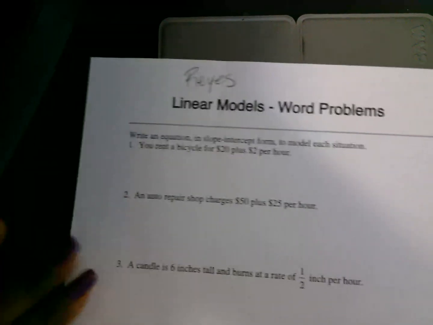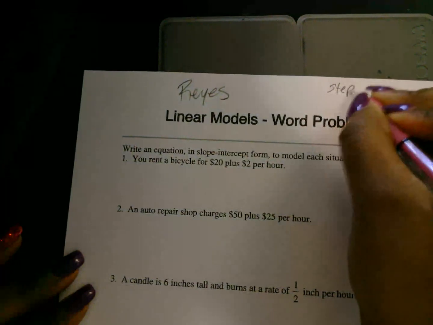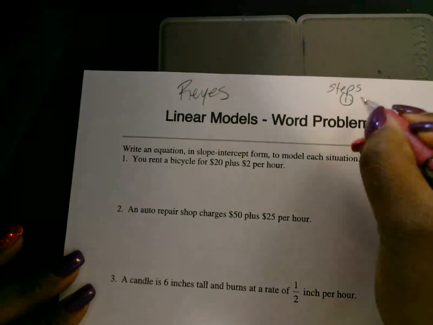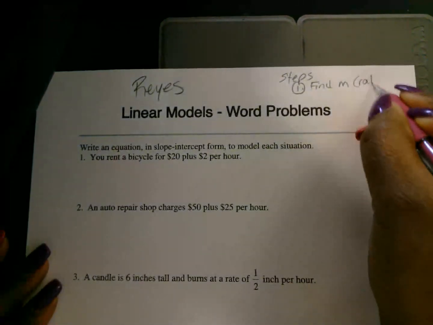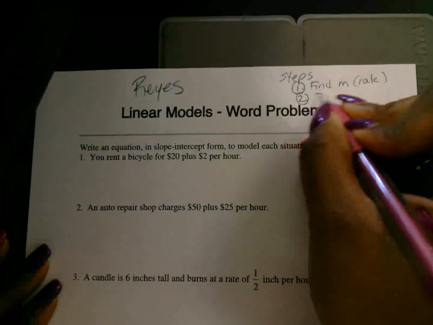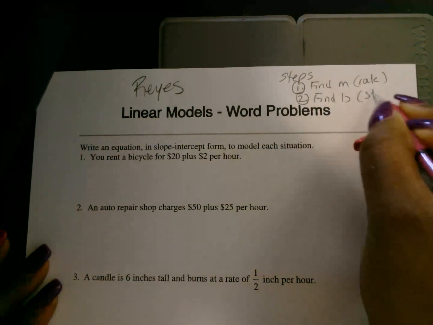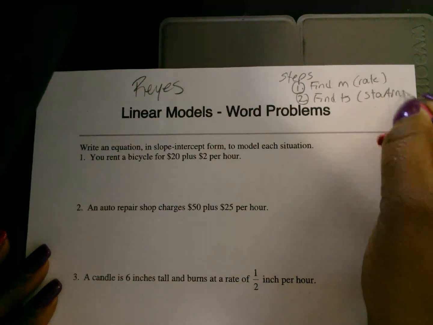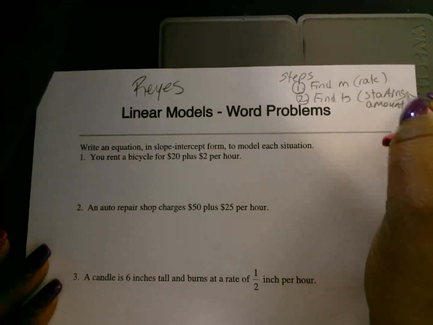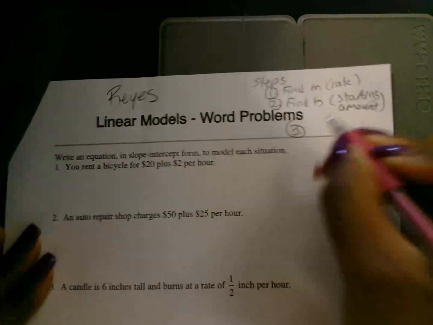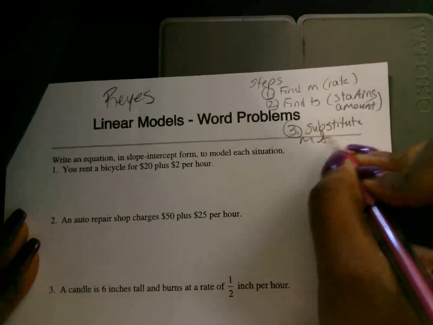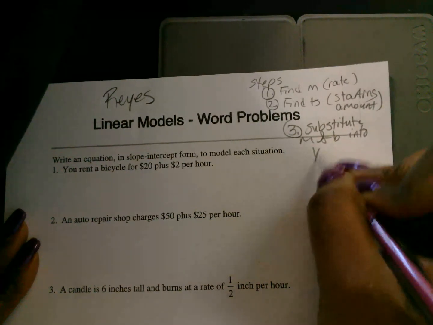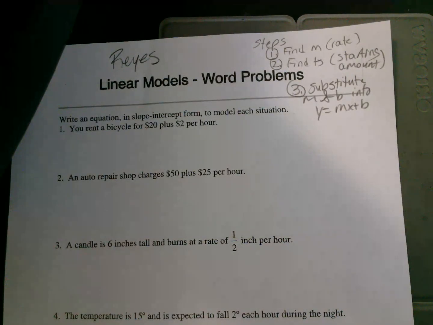All right, so when you are writing a word problem, the first thing that you are looking for is the slope or the rate. So find M, which is the rate or the slope. Then we're going to find B, or the starting amount. And then we're going to take the M and the B, and plug those in, or substitute M and B into the slope intercept form, y equals mx plus b. I'm going to pause for the calls, give you a chance to write in the corner, okay?